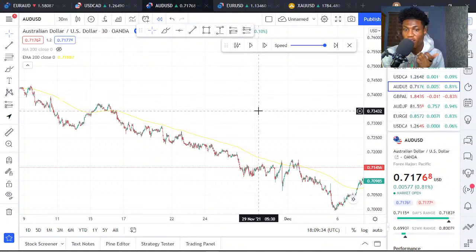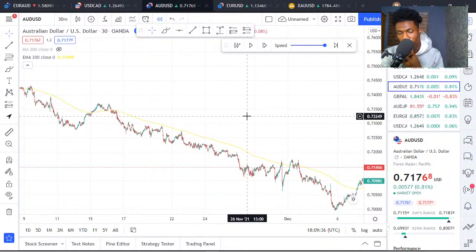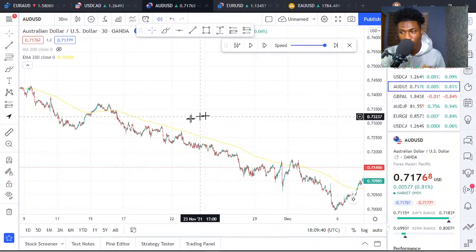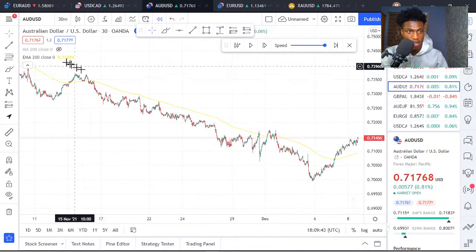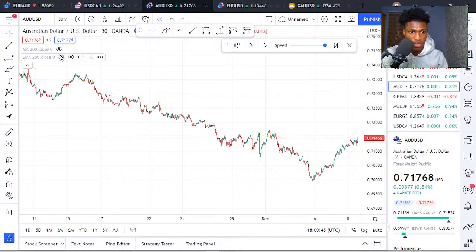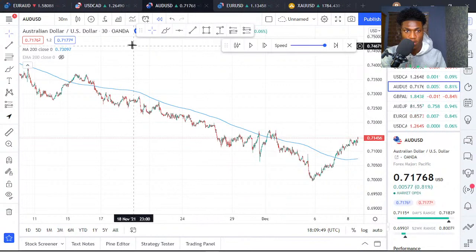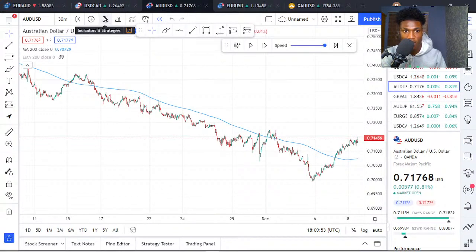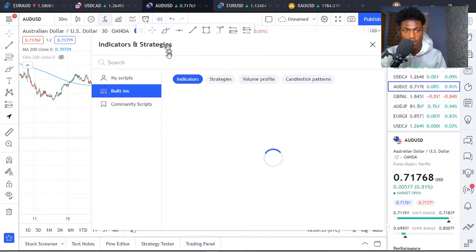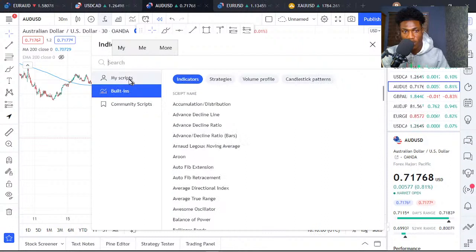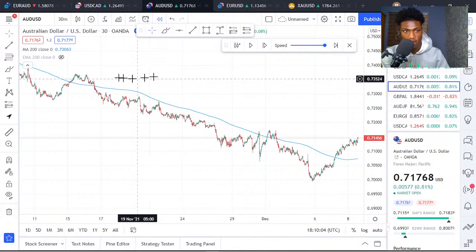Concerning the moving average, how to use the moving average to identify the trend. For example, let's use the 200 moving average. If you don't know how to add this moving average to your chart, look right up and you're going to see something like an FX sign. Click on it and search for moving average. You're adding any moving average that is under built-ins. I already have that added to my chart, so I won't be adding it again.